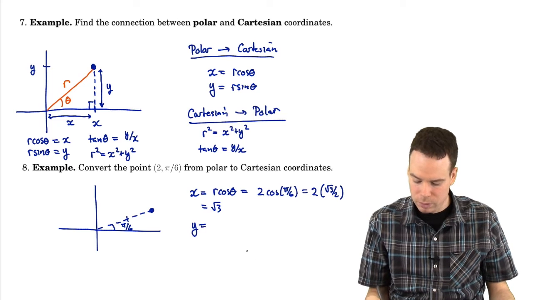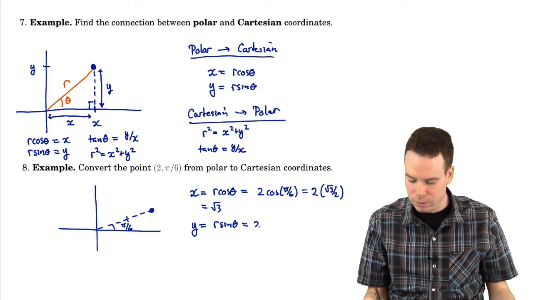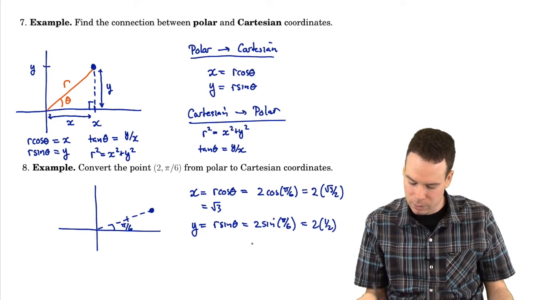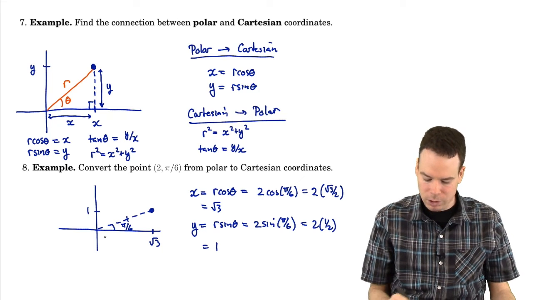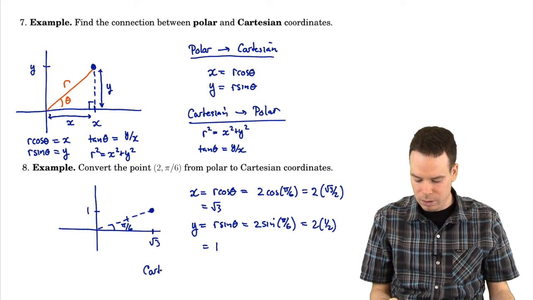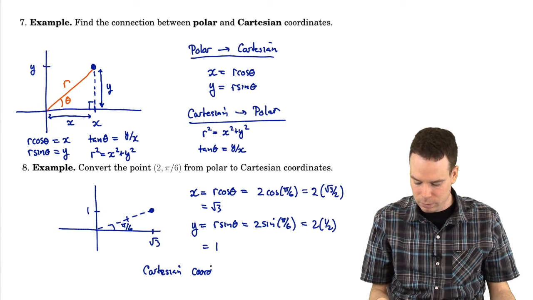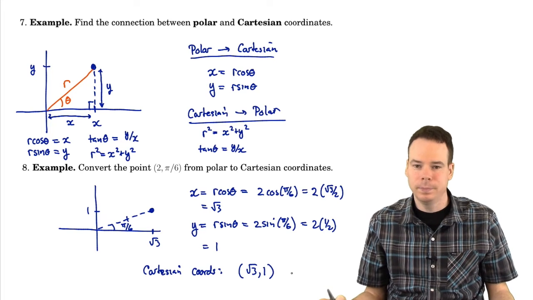What about the y value? r sine theta, that's 2 sine of pi by 6. Sine of pi by 6 is a half, so that's 2 times a half, or 1. So the x value is root 3, the y value is 1, so our Cartesian coordinates are root 3 and 1.